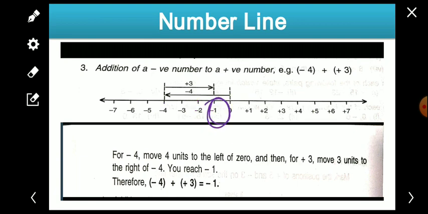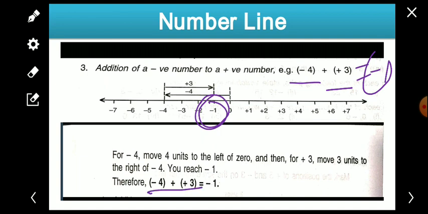So final place, what is this? At last we have moved, we have reached at minus 1. When we have moved 3 units, then we have reached at minus 1. So this is the answer. What will be the answer? Minus 1. When we add minus 4 plus 3, then the answer will be minus 1. That's why you can see here minus 4 plus 3 is equal to minus 1.